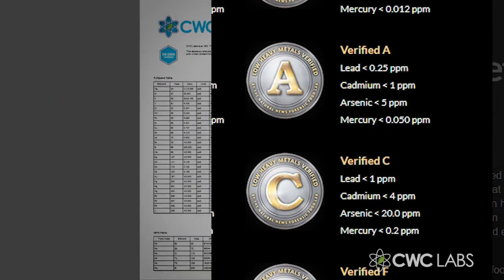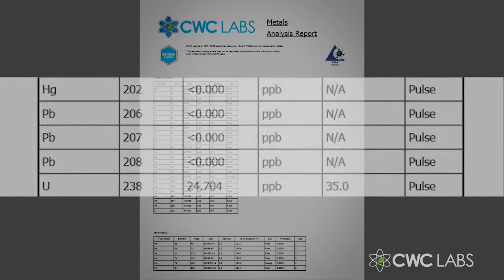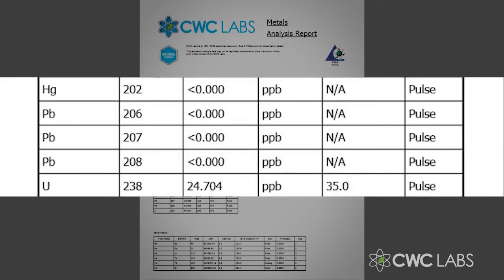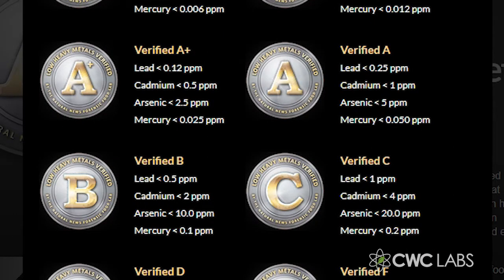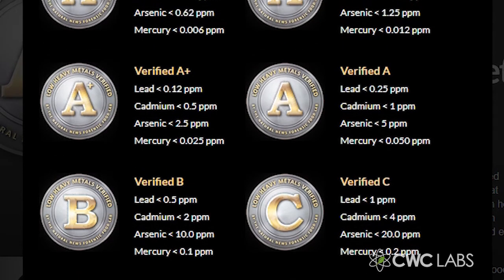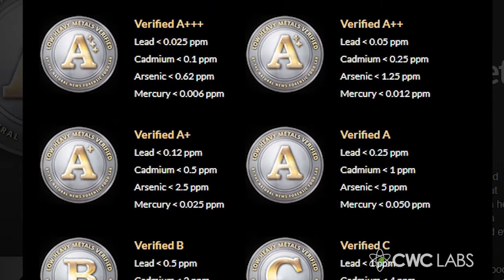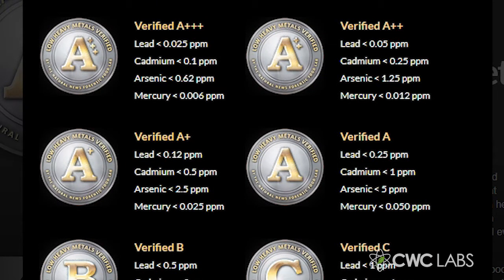So go to your chart and look at lead, Pb, and you can pick any one of the isotopes, 206, 207, or 208. You don't add them together. You just pick one. Or you could average the results and take the average. If that number is less than 250 parts per billion, then you are at level A or better. If it's less than 120 parts per billion, you're at A+. If it's less than 50 parts per billion, you're at A++. And if it's less than 25 parts per billion, you're at A+++.